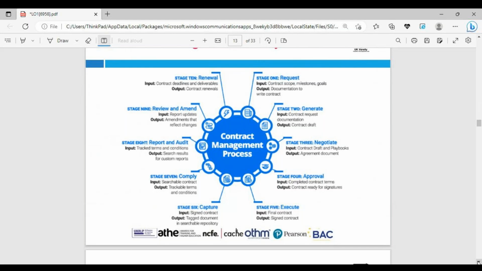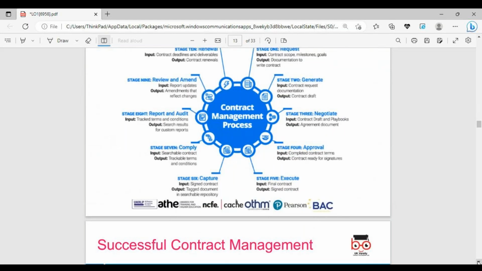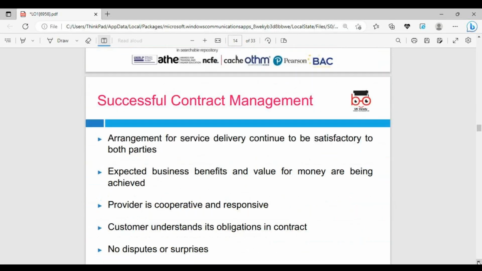Stage eight is reports and audit. Audit means checking the accuracy: what we said in the request, and whether it matches all the specifications. And stage nine is review and amend your contract for the future and carry on with its renewal. If you have any questions, you can chat please.